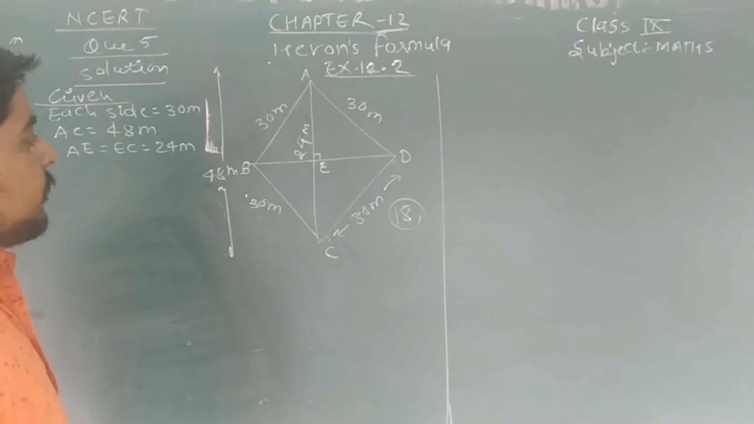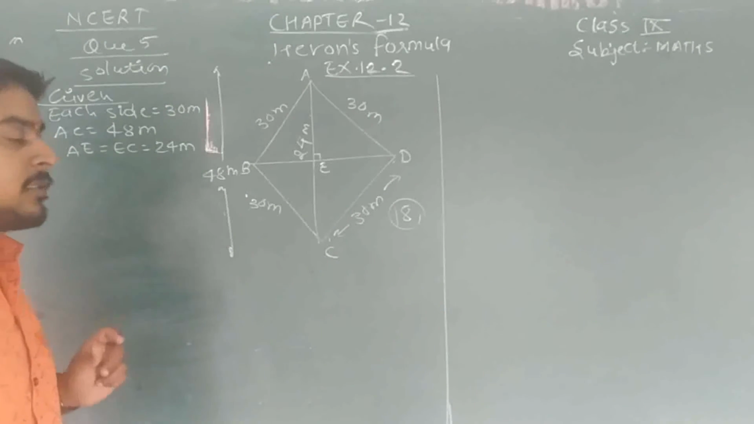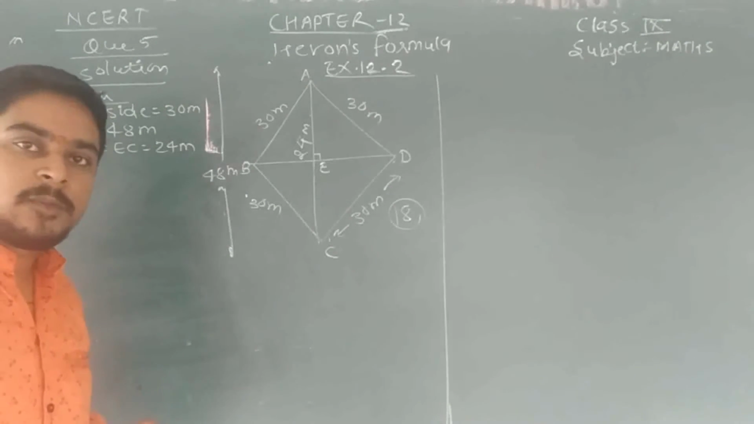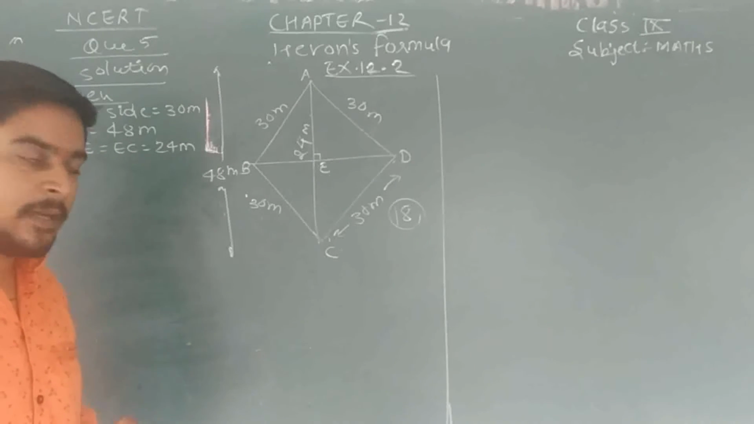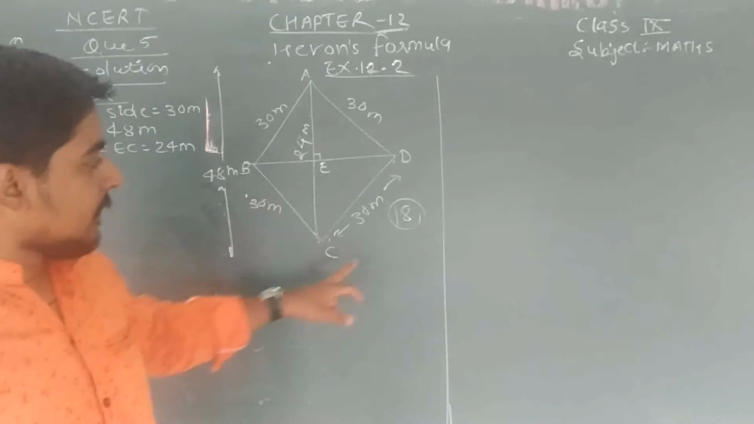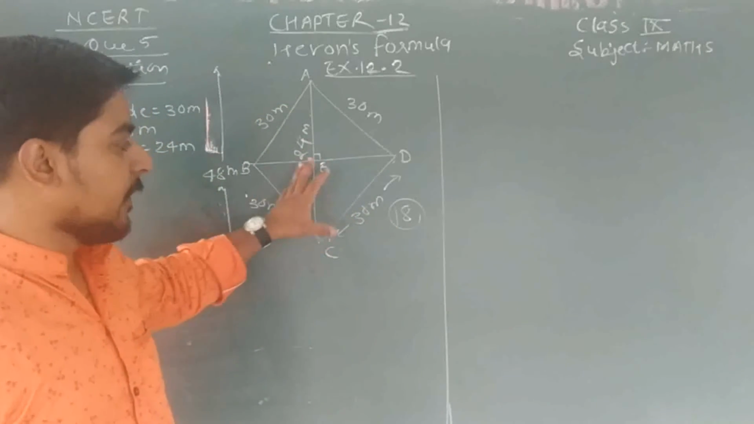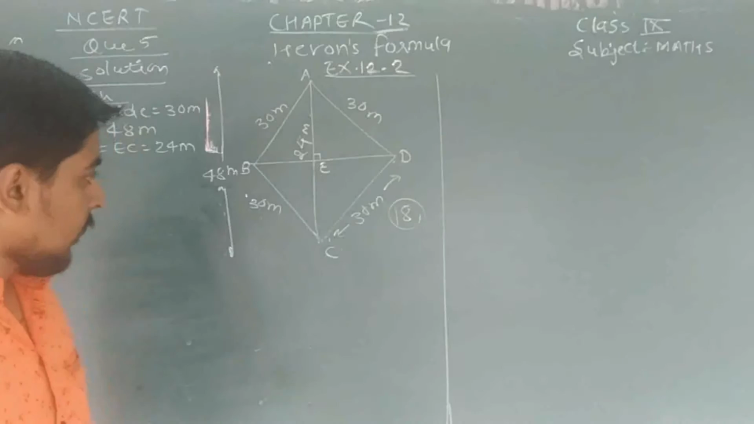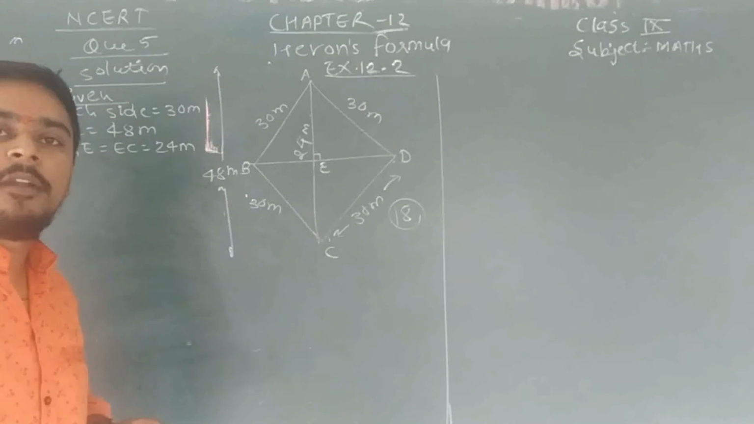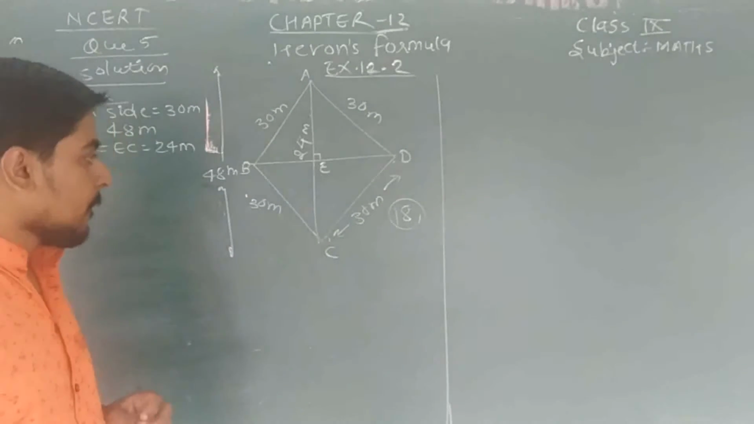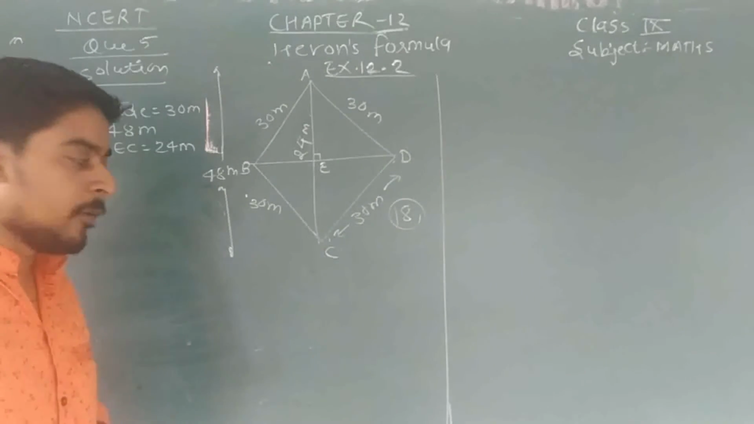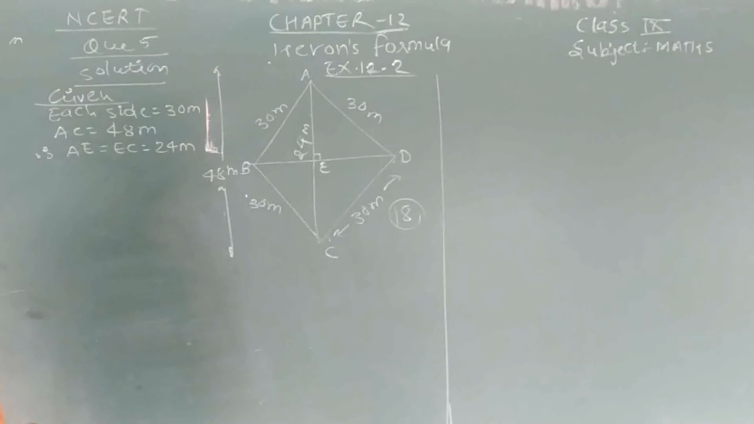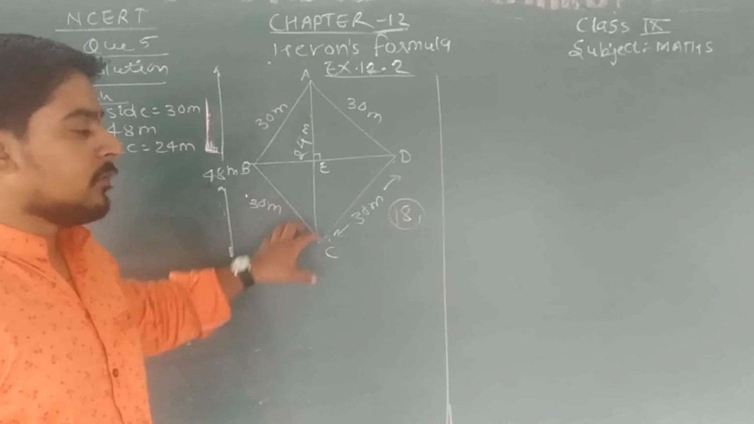And we have to find how much area will be grazed by each cow. That is, 18 cows are grazing in this field, and we have to calculate how much area will be provided for each cow. So we will see here. First we need to calculate the area of this rhombus field.